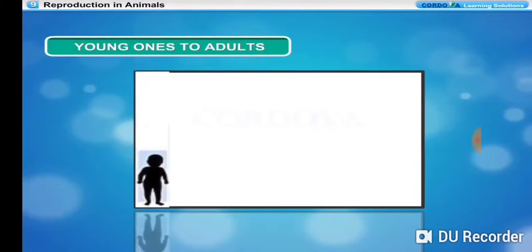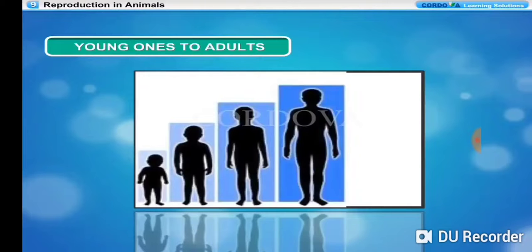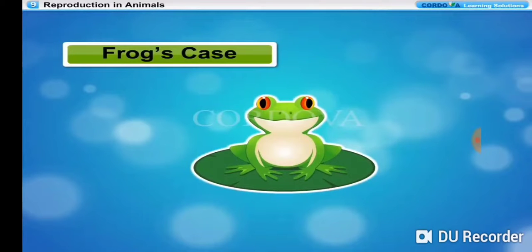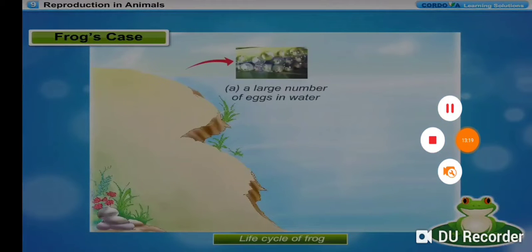Young ones to adults. The new individuals which are born or hatched from the eggs continue to grow till they become adults. Mostly, the young ones have a similar shape and structure as their parents, but in some cases, the young ones look different from the adults. Animals like frogs, mosquitoes, and butterflies have different stages of development between hatching of eggs and the formation of an adult individual. Development of frog or metamorphosis.